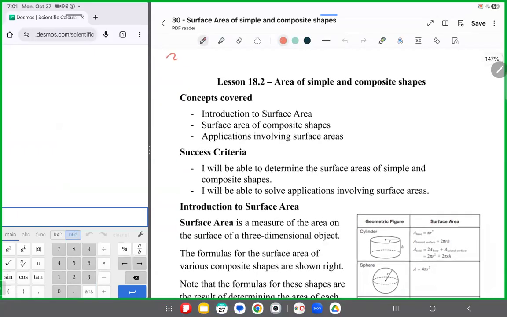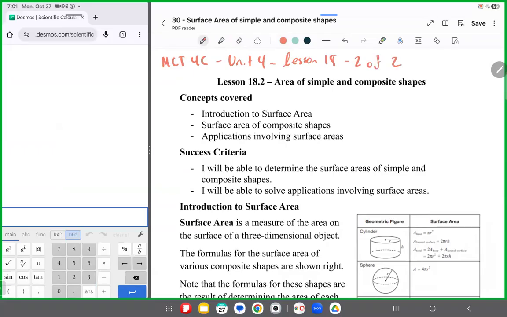We are working through the MCT4C course. This is Math for College Technologies, grade 12. We are on Unit 4, and this is Lesson 18, Part 2 of 2.